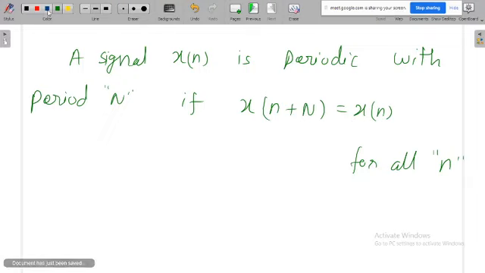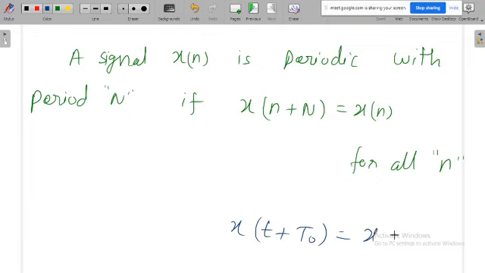Already we have seen this: x of t plus t naught is equal to x of t, that means in the continuous domain. So in the discrete domain t is replaced by n, and t naught is replaced by capital N. Instead of t, here we are getting n. That is the only change. Again, the definition is almost the same. So a signal x of n is periodic with N if x of n plus N is equal to x of n.